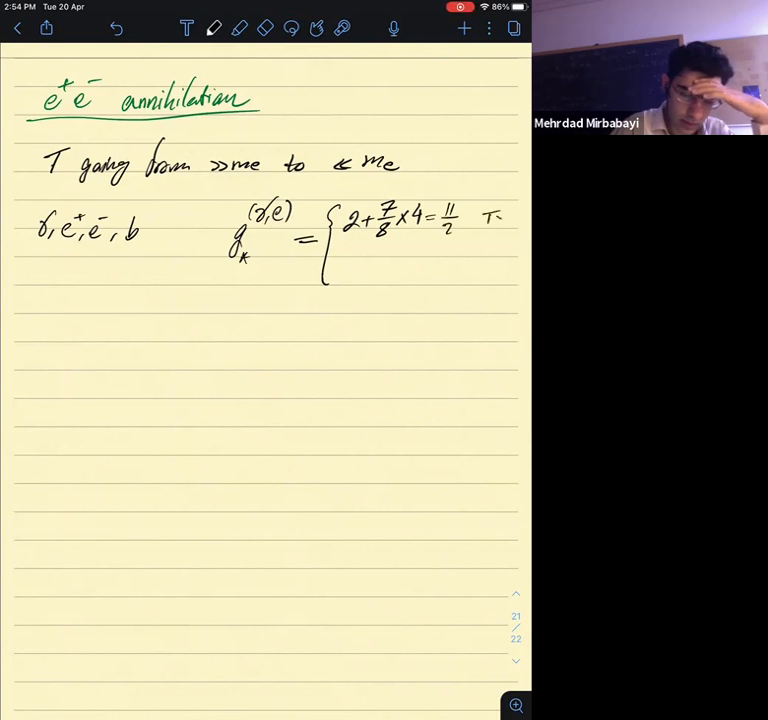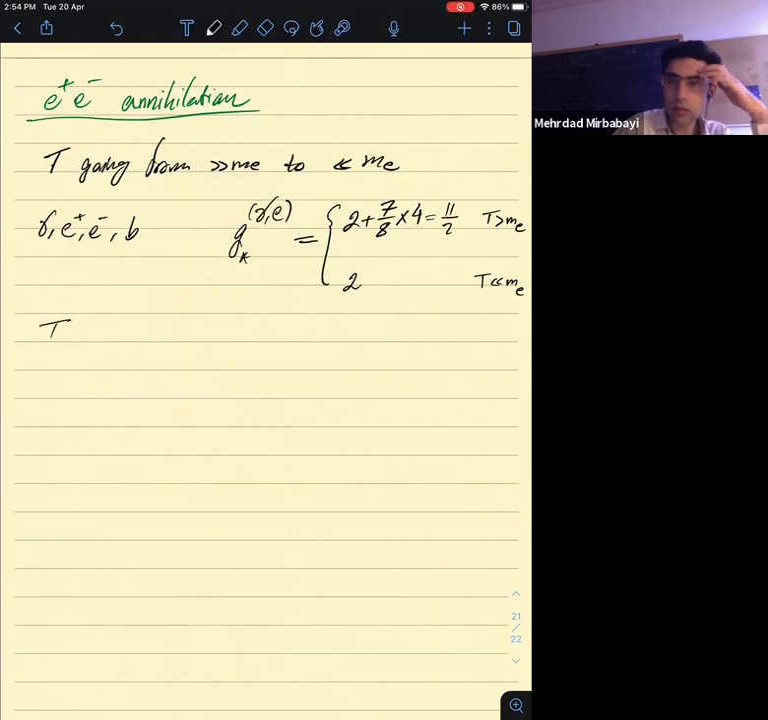This is when temperature is larger than m_e. When temperature is well below m_e, then the number of relativistic degrees of freedom in this sector will be just two, only the two polarizations of photons. Okay, now what happens to the temperature?